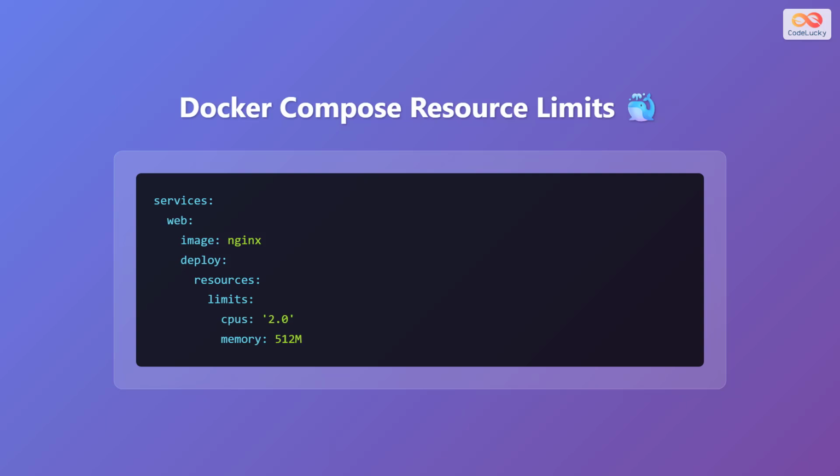Let's examine how to set resource limits using Docker Compose. Within your docker-compose.yaml file, under the service definition, you can specify resource limits. Here is an example. Under services, then web, specify the image, and then under deploy, then resources, and then limits, specify CPU and memory limits. cpus 2.0 and memory 512M.